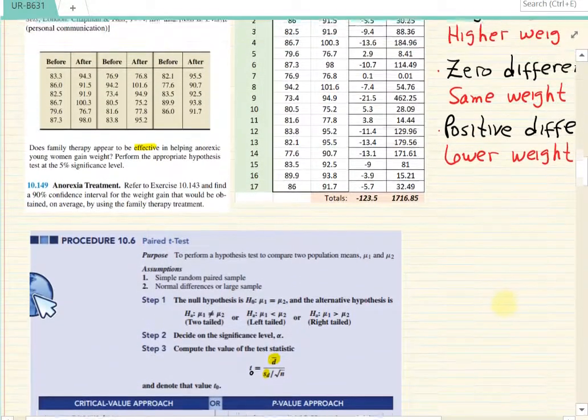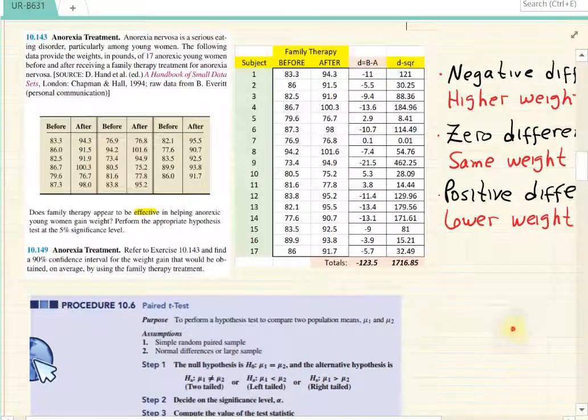Anyhow, for this exercise, by the way, I didn't read the rest of it. Here's the burning question. Does family therapy appear to be effective in helping anorexic young women gain weight? Perform the appropriate hypothesis test at 5% significance level. And there's a follow-up exercise for this where we want to actually construct a 90% confidence interval.